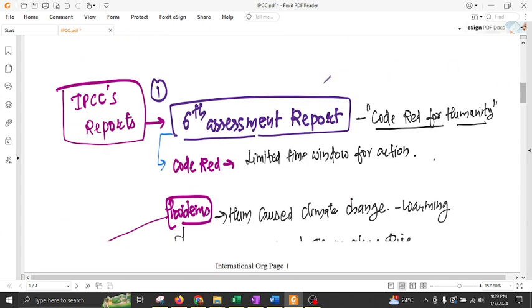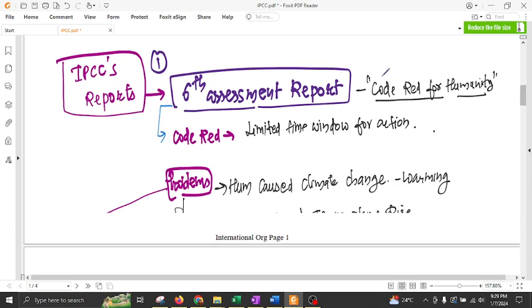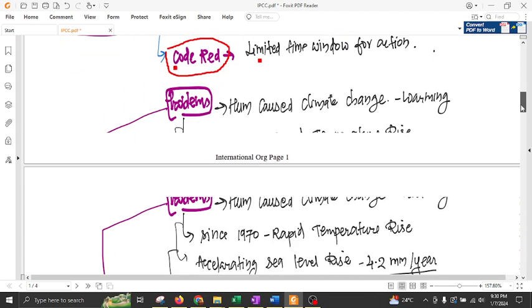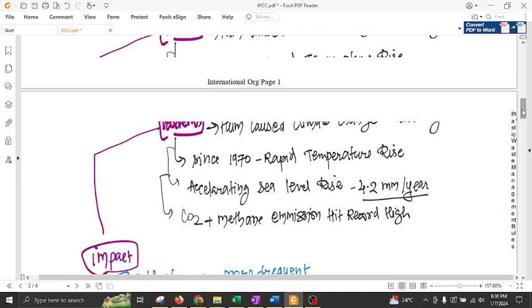So here is the first report that has been released recently, that is IPCC's 6th assessment report, which gives us a code red for humanity. The code red means that we have a limited time frame for climate action in order to reduce the temperature rise. Then it locates certain problems, that is, what are the problems that we are facing.